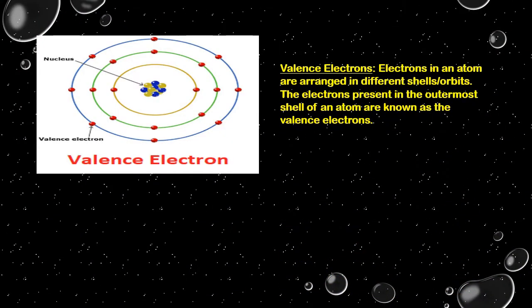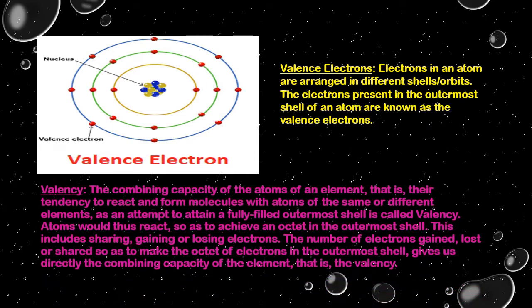Valence electrons. Electrons in an atom are arranged in different shells or orbits. The electrons present in the outermost shell of an atom are known as valence electrons. Valency: the combining capacity of the atoms of an element, that is, their tendency to react and form molecules with the atoms of same or different elements, in an attempt to attain a fully filled outermost shell, is called valency.